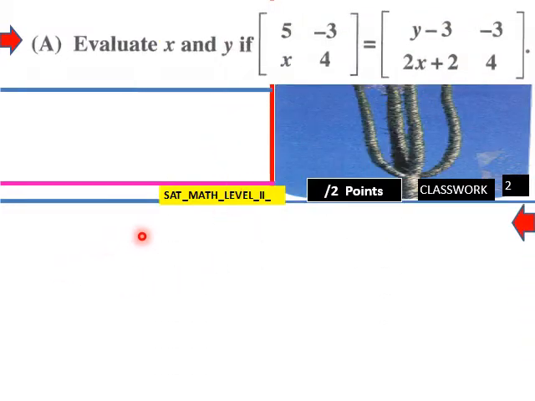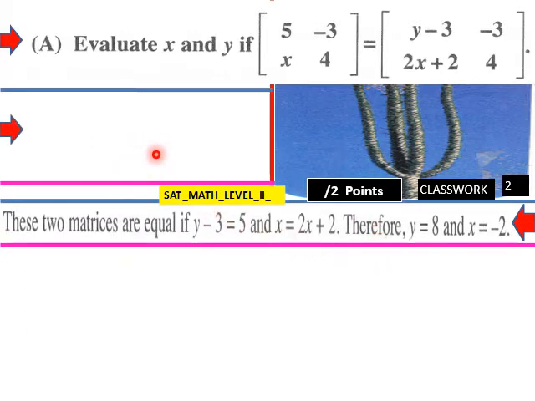These two matrices are equal if y minus 3 equals 5. So y minus 3 has to equal 5. This is the corresponding entry here for 5. And then x has to equal 2x plus 2. So x has to equal 2x plus 2. Therefore, in this situation, when you solve for y, it equals 8. When you solve for x, it equals negative 2.